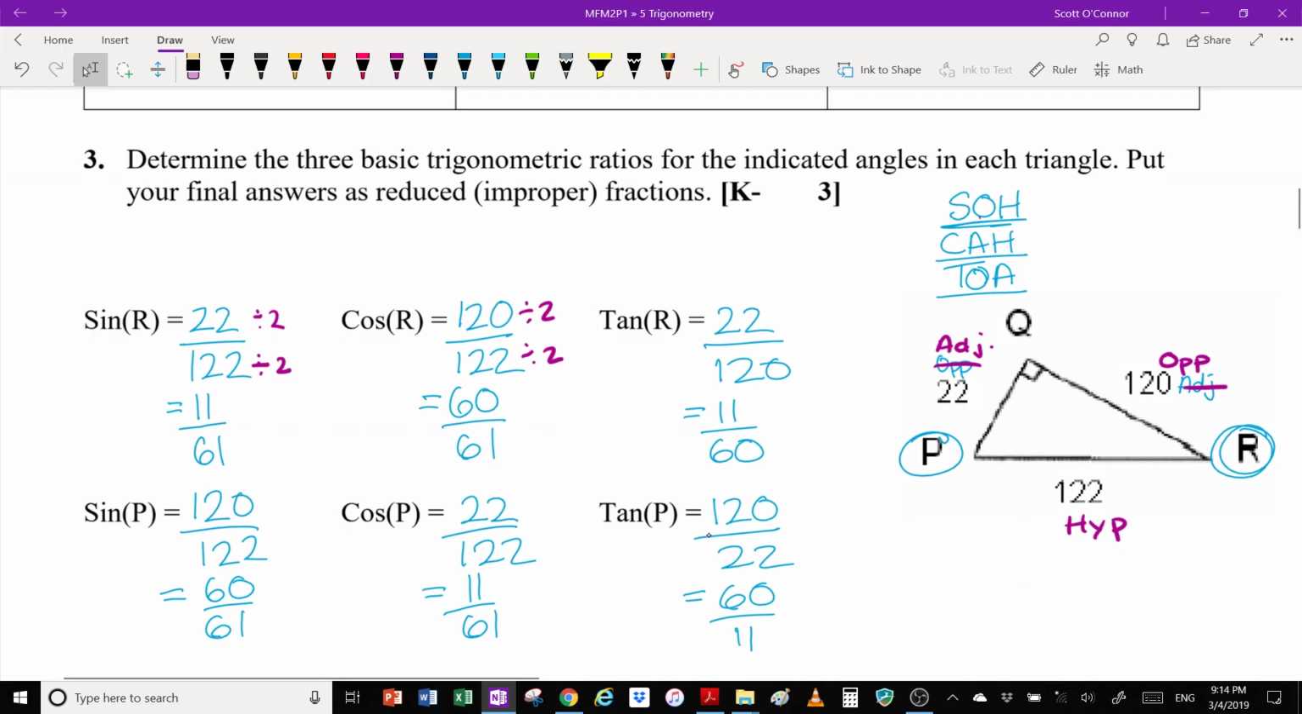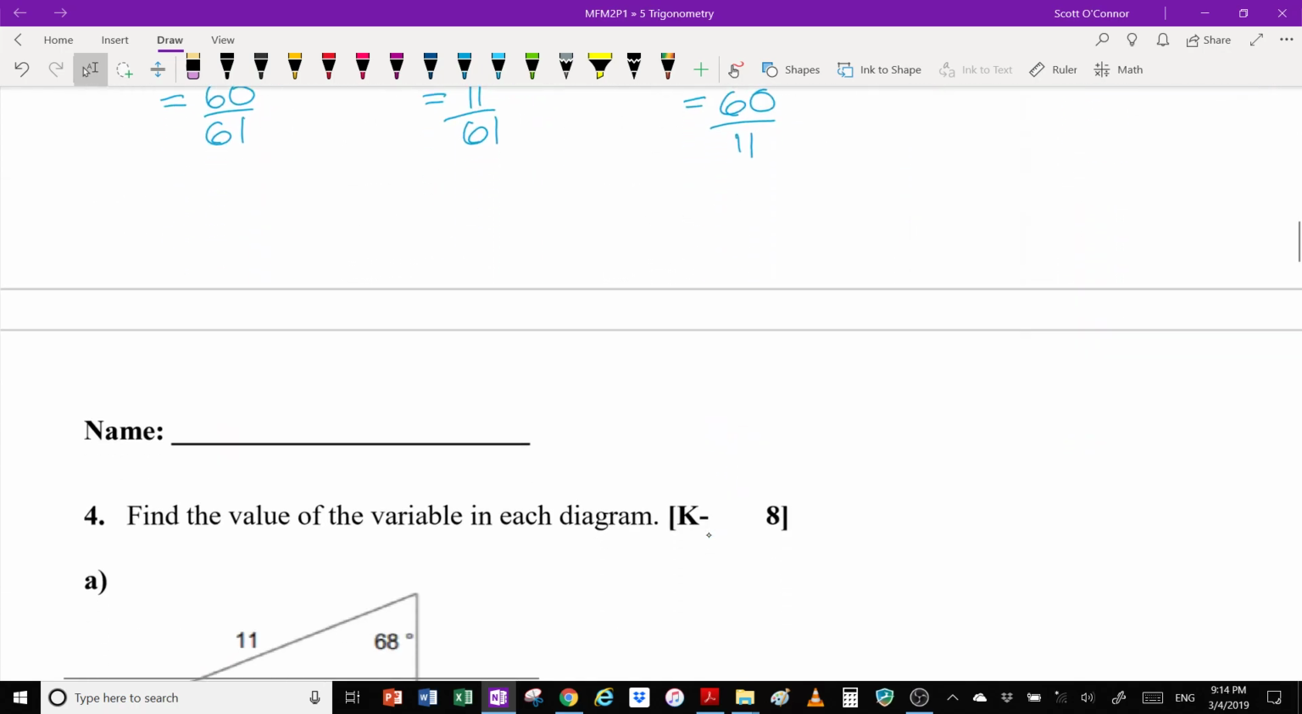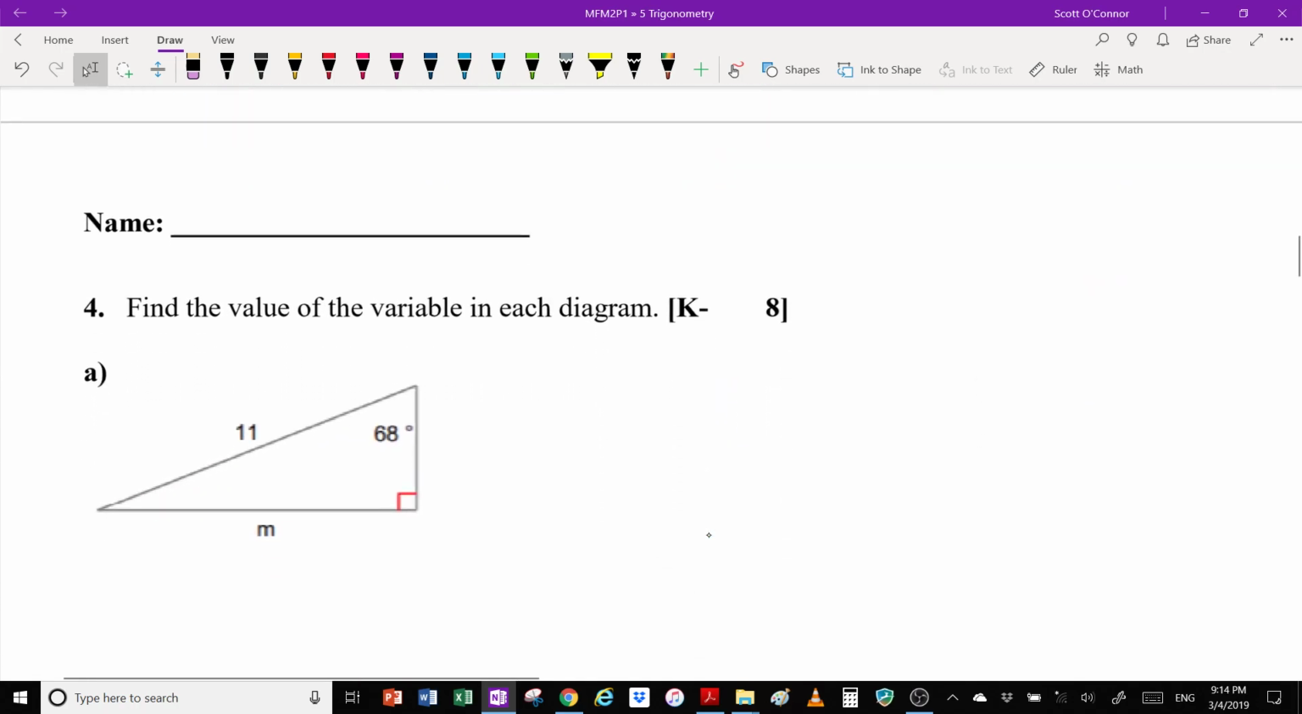Okay, so that handles how we do questions like question number 3. We can move on to question number 4 now. So looking at question number 4, what I have to do is find the value of the variable in each diagram. So here, the variable is m. Now the first thing that I'm going to do is look at the angle that is identified. This here is the angle that has been identified. I'm now going to label my triangle based on that.